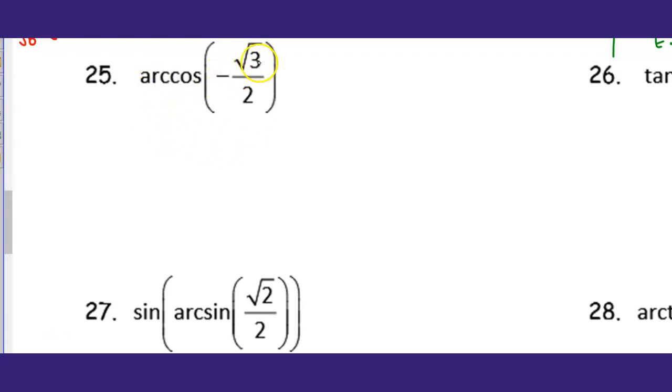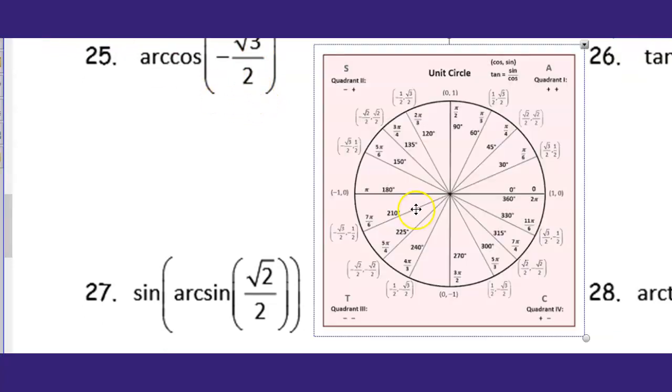Arc cosine of negative radical 3 over 2. Let me get a unit circle. Alright, I want to get a unit circle here that we can use, okay? Alright, arc cosine.